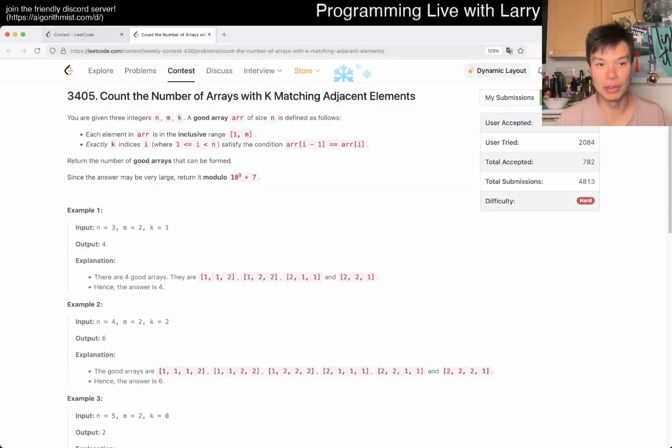Anyway, okay, Q4. Count the number of ways with k matching adjacent elements. Okay, and k good way.